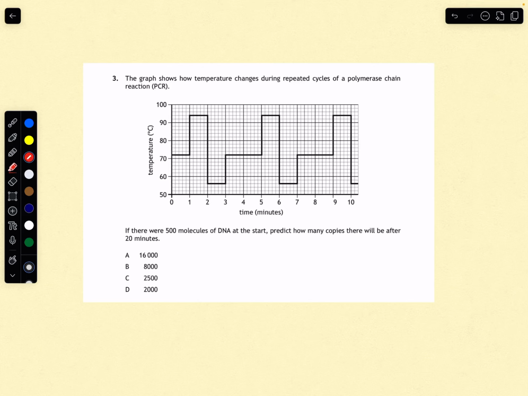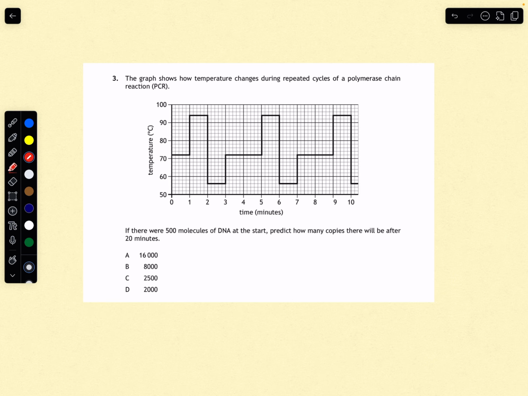Welcome. Today we are going to look at a PCR repeated cycling style question. In Higher Biology or Higher Human Biology, this question is relevant to key area 1.2, part B, replication of DNA. We're going to approach this question here in two parts.